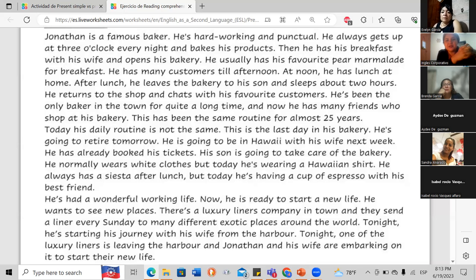Today, his daily routine is not the same. This is the last day in his bakery. He's going to retire tomorrow. He's going to be in Hawaii with his wife next week. He has already booked his ticket. His son is going to take care of the bakery. He normally wears white clothes, but today he's wearing a Hawaiian shirt. He always has a siesta after lunch, but today he's having a couple of espressos with his best friend. Okay. He has a wonderful working life. Now he's ready to start a new life.